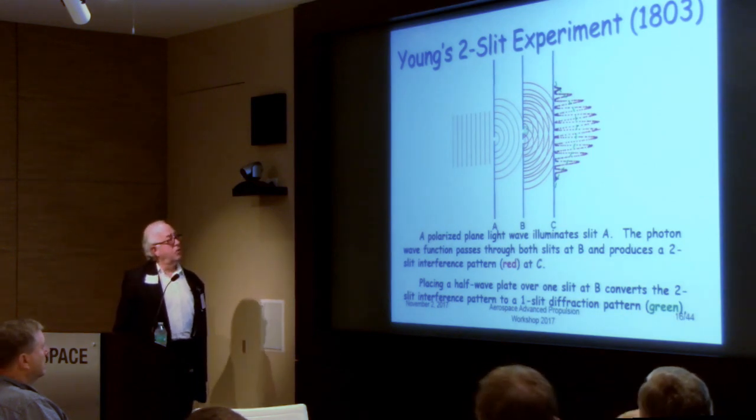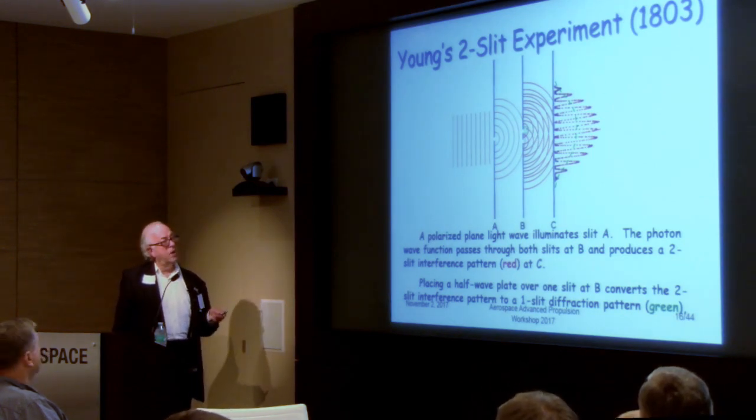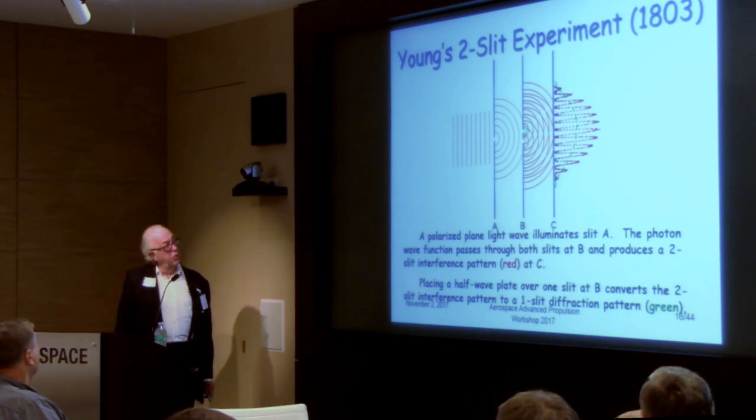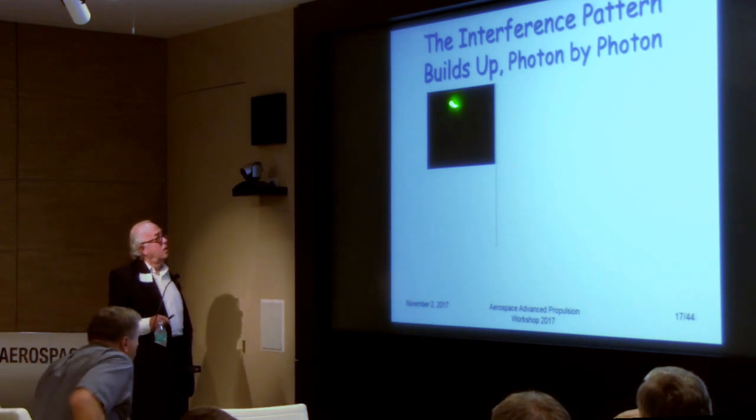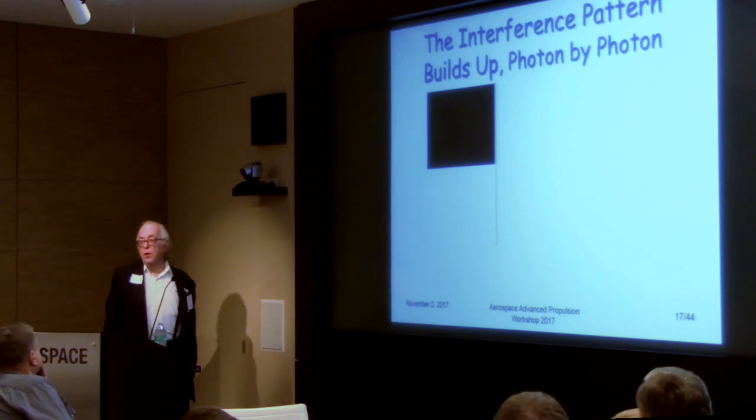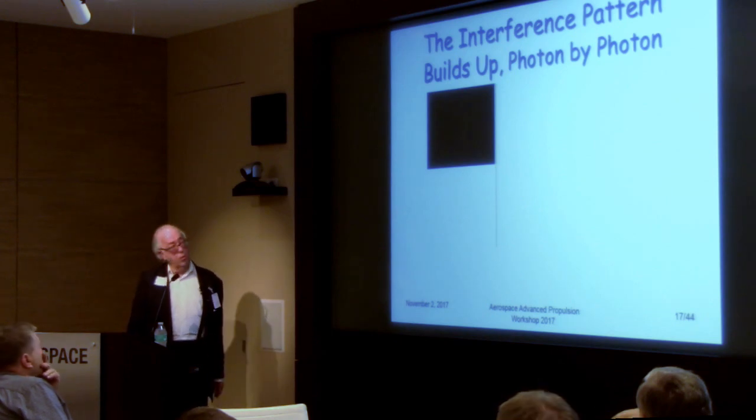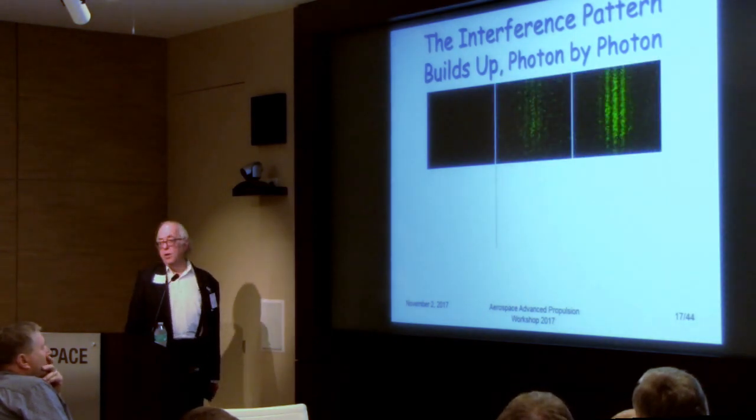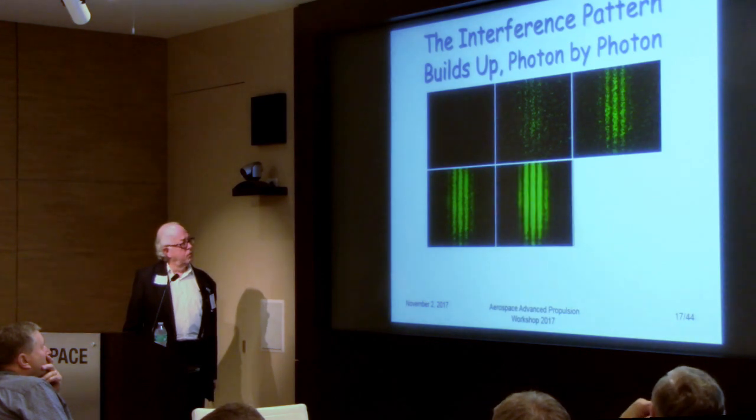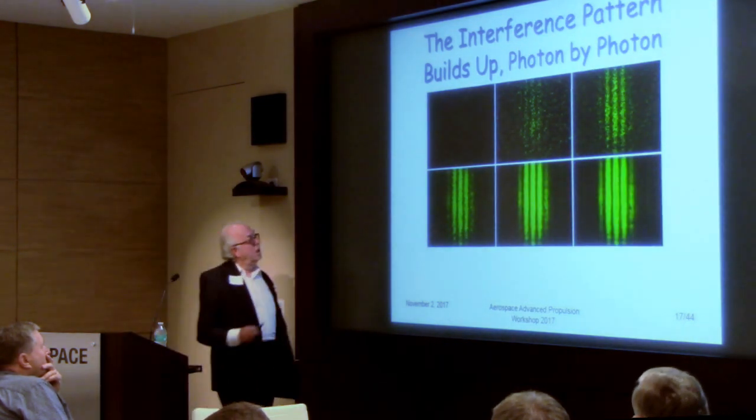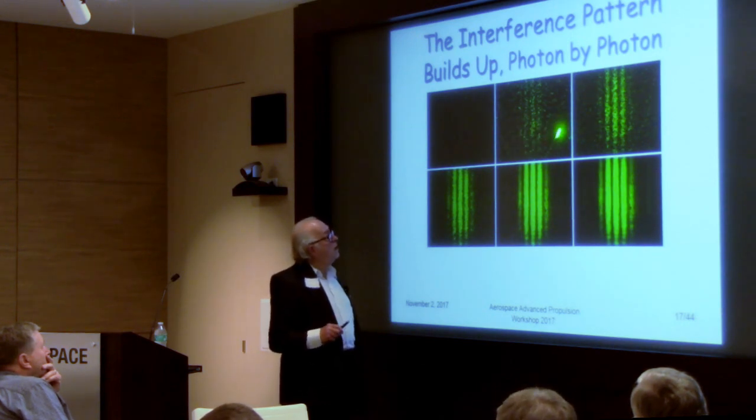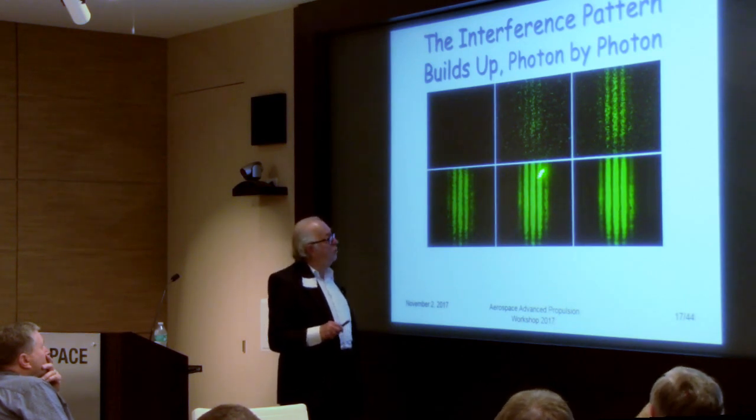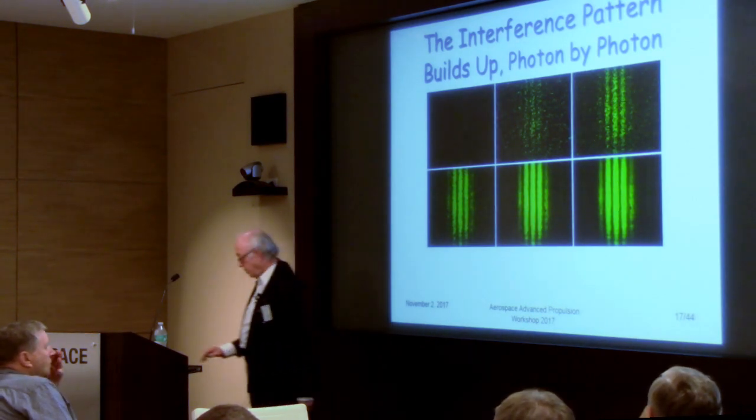Another aspect of this is that if you watch this interference pattern building up photon by photon, these days it's fairly easy to do, you can put a detector here which can detect single photons, and you can watch as progressively the interference pattern builds up with more and more photons. And what you see is that even though individual photons are coming through and being detected on the screen, together they form the interference pattern. And as you do more and more, the interference pattern becomes clearer and clearer.